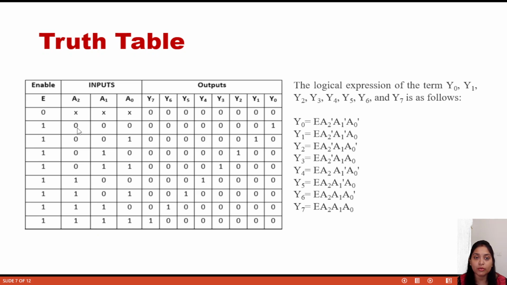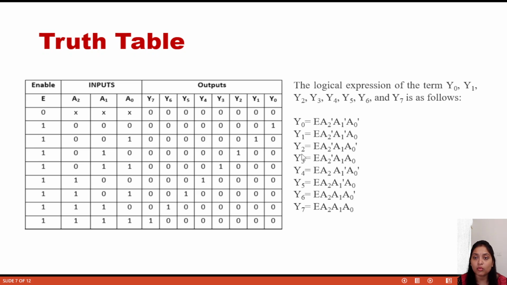So when 0 0 0 is mentioned in the input, then output only goes to the y0. In this way the same process will continue for other inputs also. So the logical expressions for y0 to y7 I have already written here. Y0 means E is always high, so E into A2 bar, A1 bar, A0 bar. Okay, then Y1 equals E into A2 bar, A1 bar and A0.